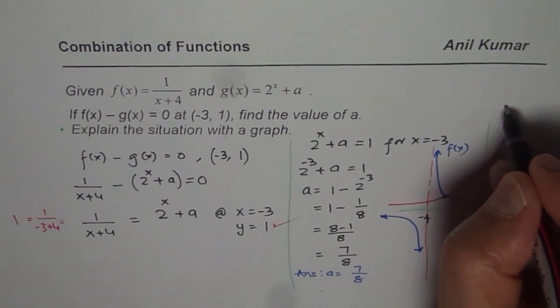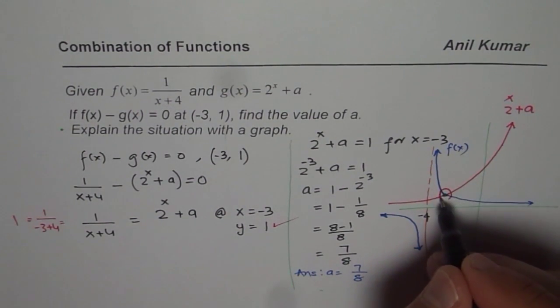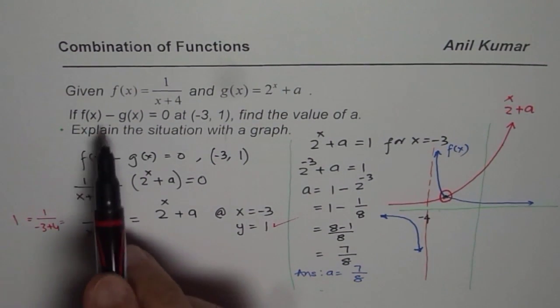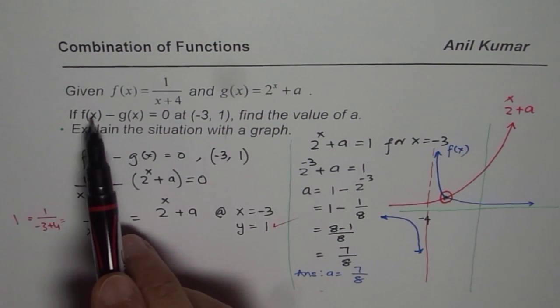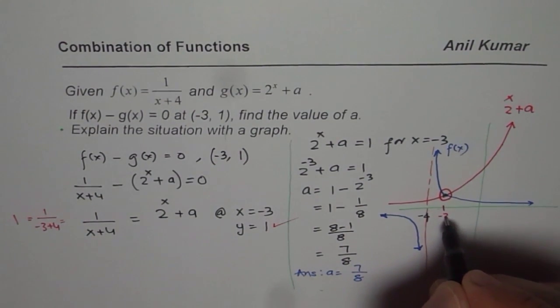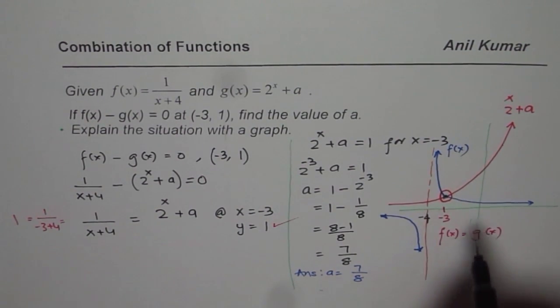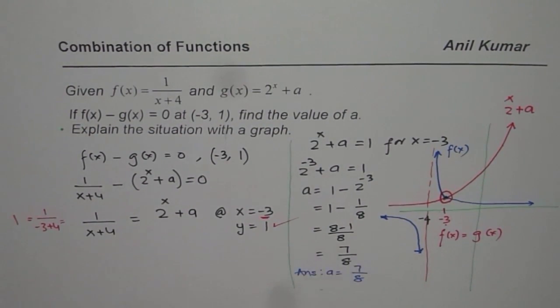This function is 2^(x+a). As we calculated, because both the curves cross at 1, their difference at this point is 0, and that's what it means: f(x) - g(x) is 0. It also means that f(x) is equal to g(x) at -3. This value is -3, where f(x) equals g(x). That helps us solve the equation. So we substitute the value of -3 here and calculate it for a.